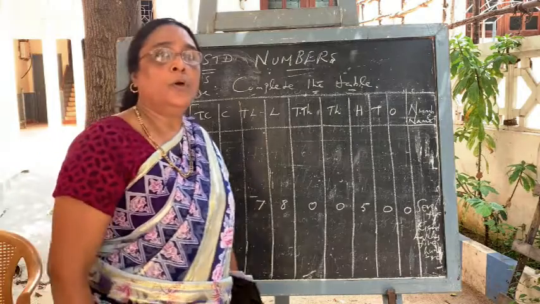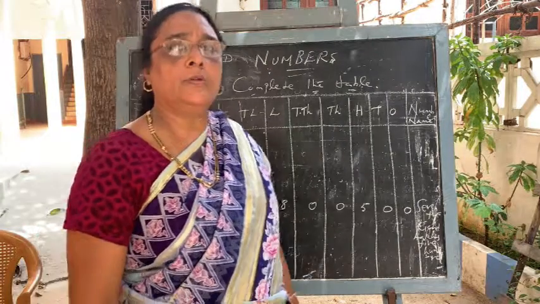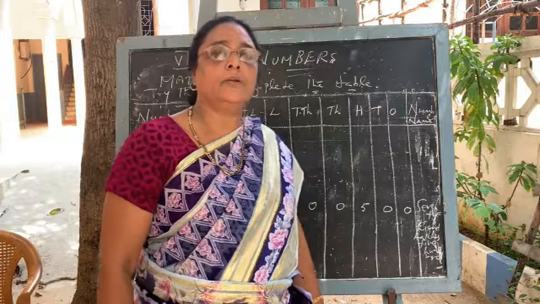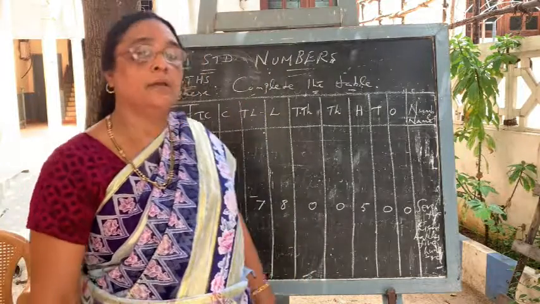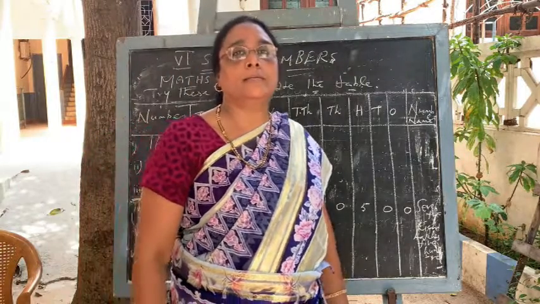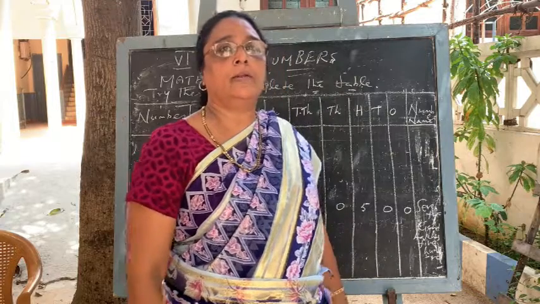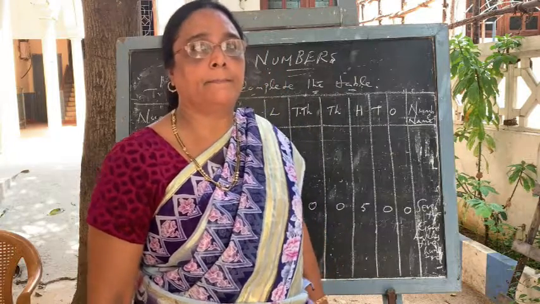Children, all of you, take the chart. First of all, you have to listen to class. Then you take down the place value chart. Then you try to do all these things. Okay? Then only you can do it very easily. Right?